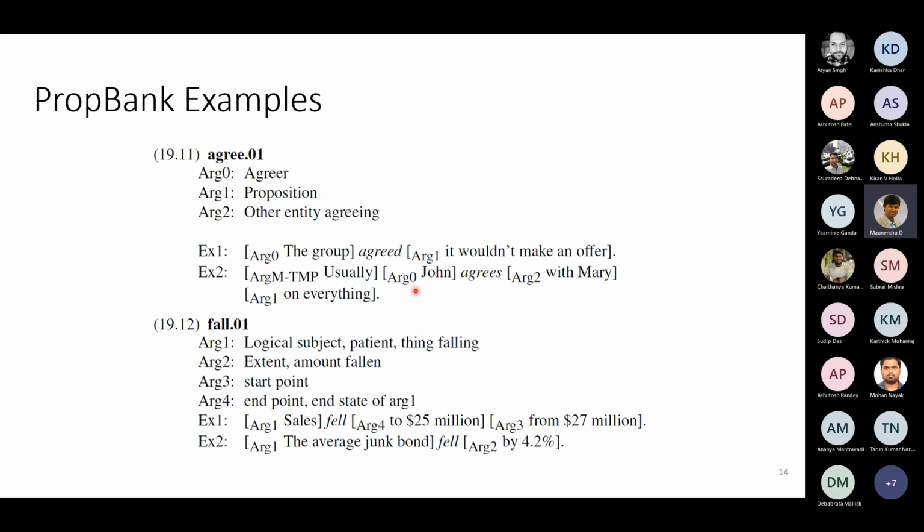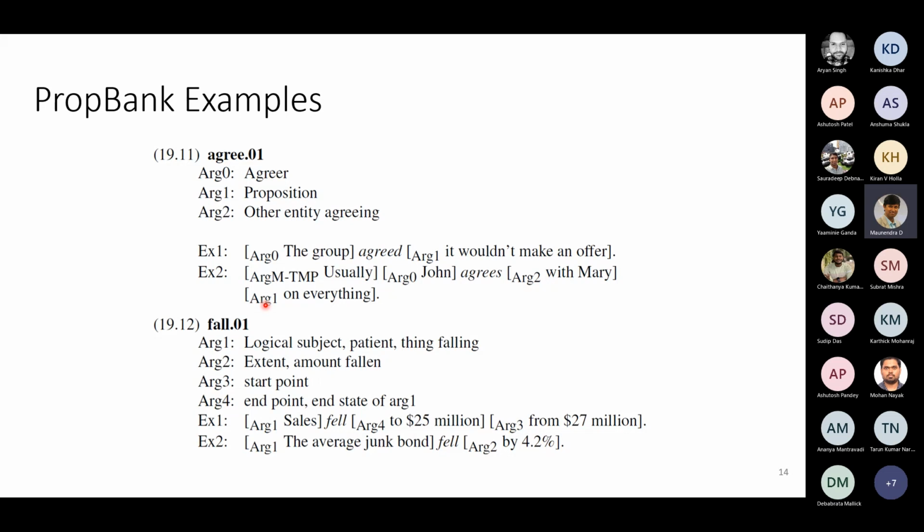For the next example, usually John agrees with Mary on everything. Again, the verb is agree, which is the main action being performed. Who agrees? John. So John is agreeing, and this becomes the main actor or the proto agent. And when does he agree? Usually. Now this is a temporal kind of argument, so this is another level, ArgM-TMP. Then agrees with whom? That is arg2, the other entity agreeing. On what? On everything. So this is arg1.